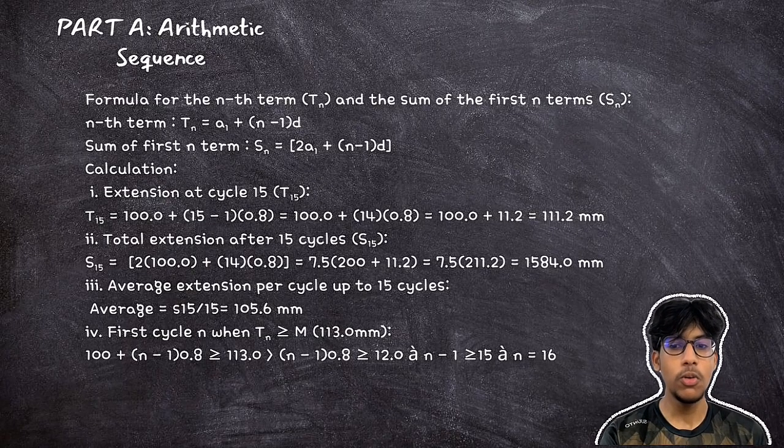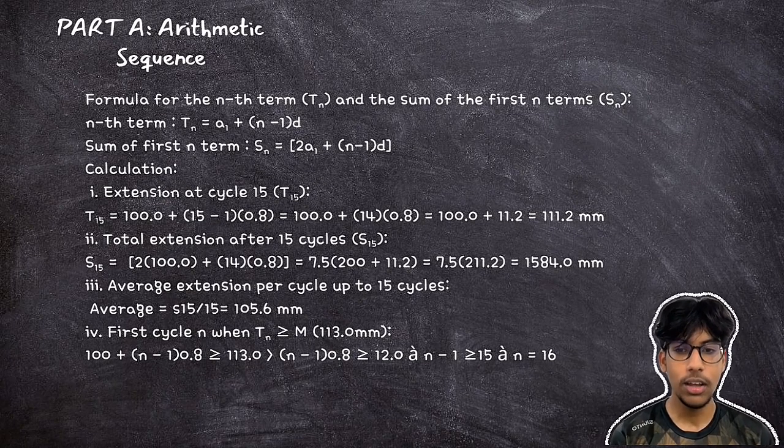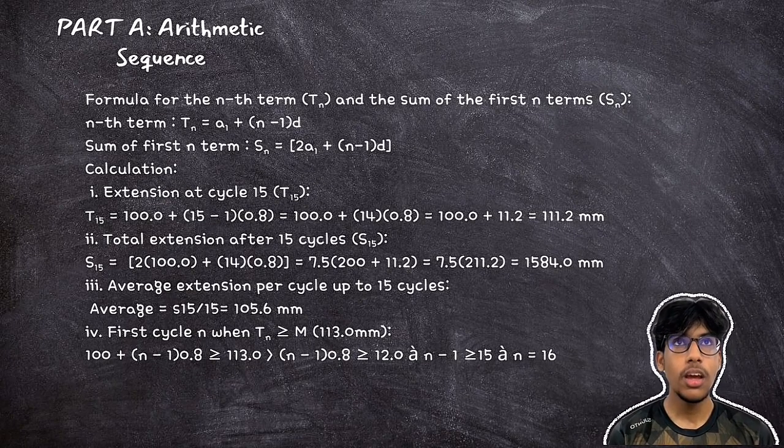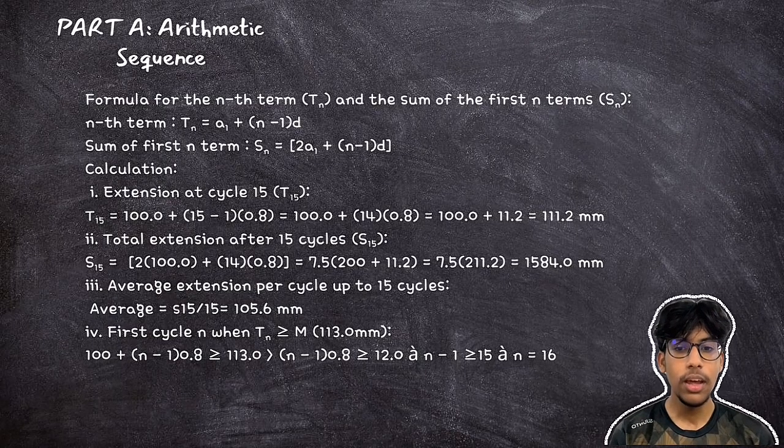So next, we'll be going to the average extension per cycle up to 15 cycles. So average is the sum of the first 15 terms divided by 15. So our answer will be 105.6 millimeters.